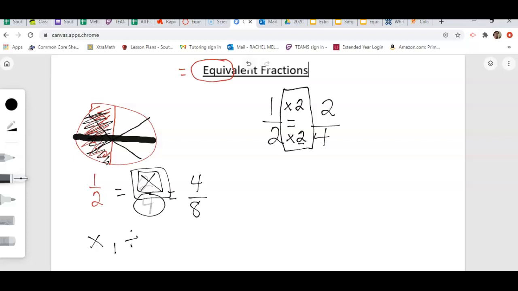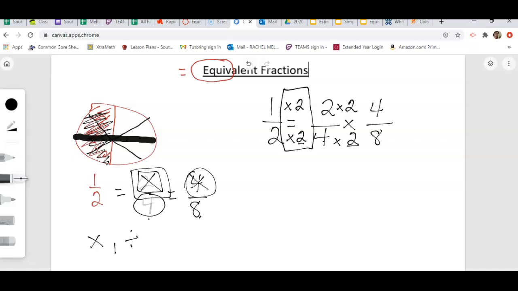Okay, same thing over here. Let's say I'm going from fourths to eighths and I don't know this numerator. Again, I think about my relationship. What number times 4 gives me 8? Oh, that's 2 again. Okay, what I do to the bottom, I do to the top. So 2 times 2 is 4. So there's our 4.